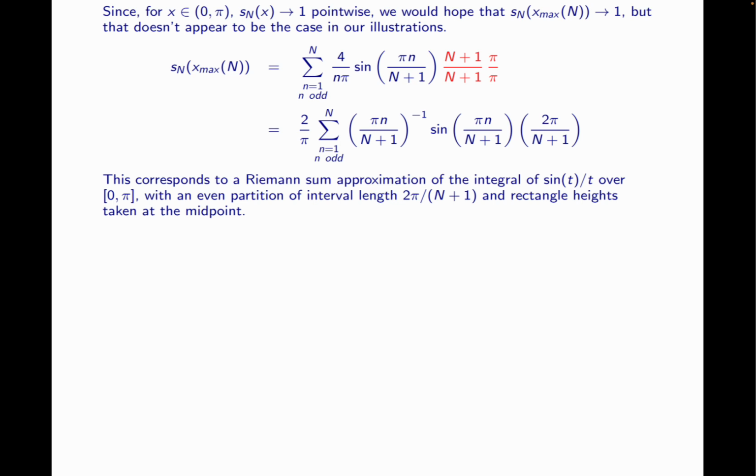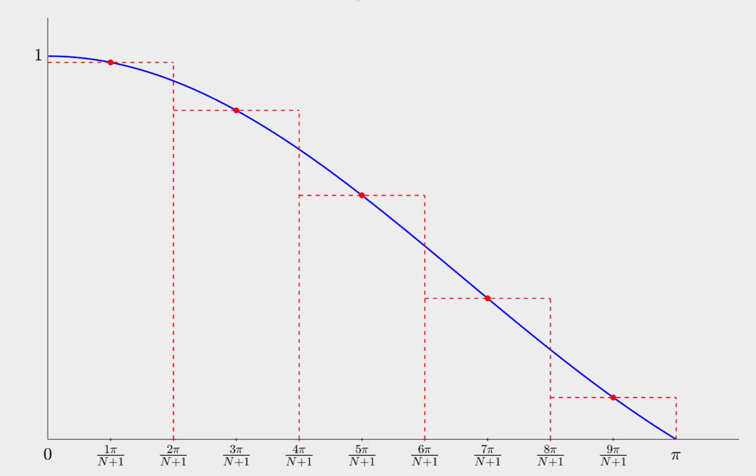Let's take a look at a picture just to make sure that we're all on the same page. So in this picture, I have big N is 9, right? It's, of course, an odd value. And so that sum that we saw is exactly the sum of the areas of the rectangles in the dashed red line. And what we see is that those rectangles correspond to a Riemann approximation of the area under that curve in the blue line, which is the sine of t over t, scaled by 2 over pi, of course.